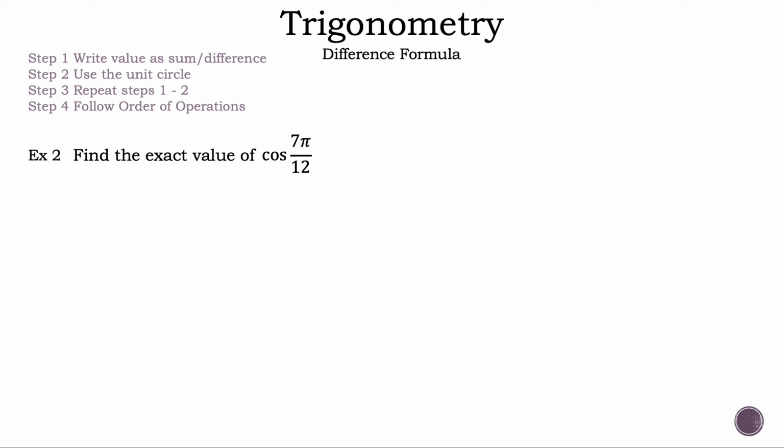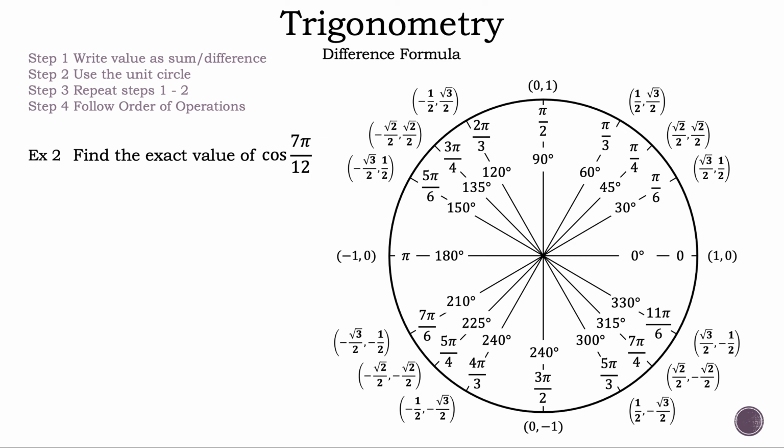Let's move on to example 2. Now let's read the question. Find the exact value of cosine of 7 pi over 12. Let's put up the unit circle to help us with the next steps. Since we need to break down 7 pi over 12, let's write it down.